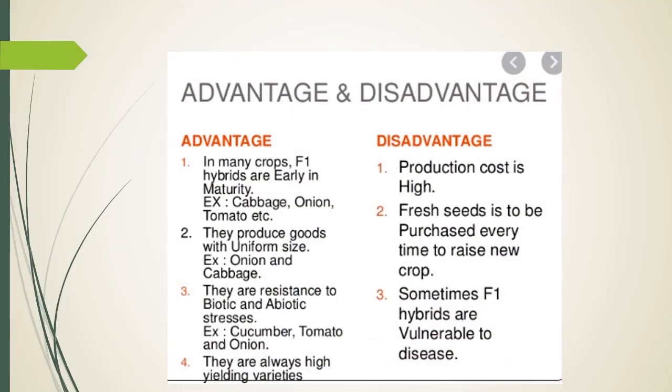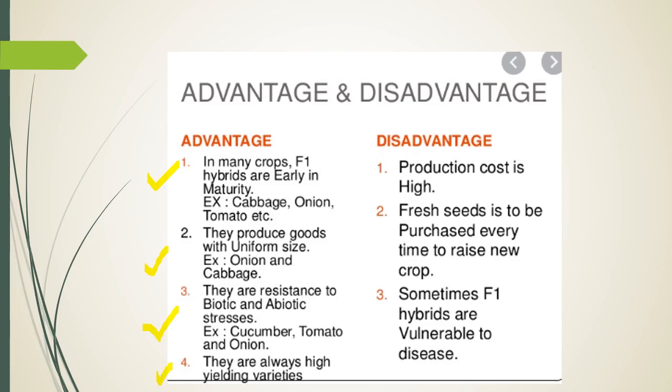So I've given here the advantages and disadvantages of cross hybridization. You can write this in your copy. What are the advantages? In many crops, the F1 hybrids are early in maturity. They produce goods with uniform size. They are resistant to biotic and abiotic stresses. They are always high yielding varieties.